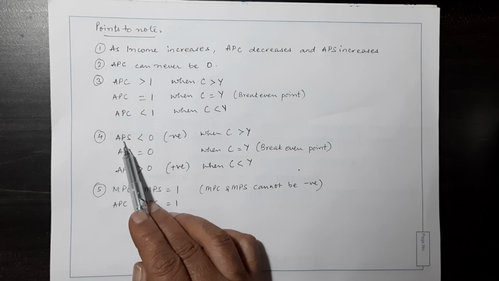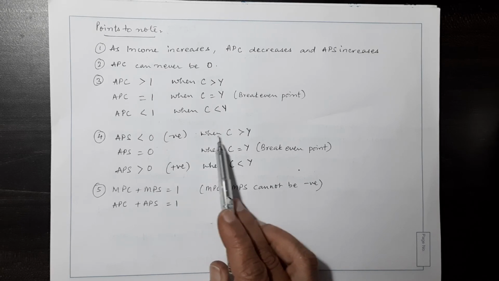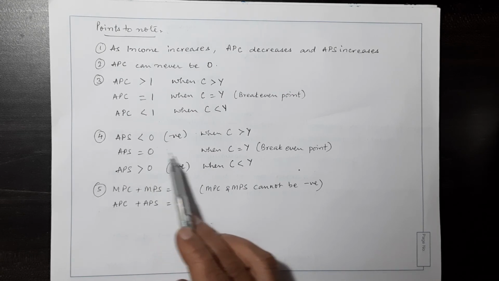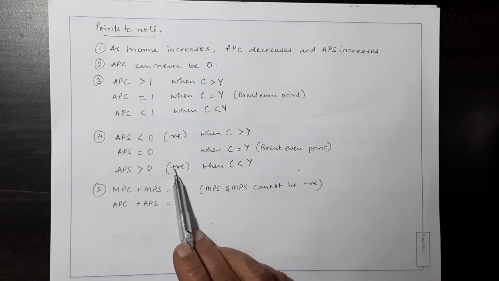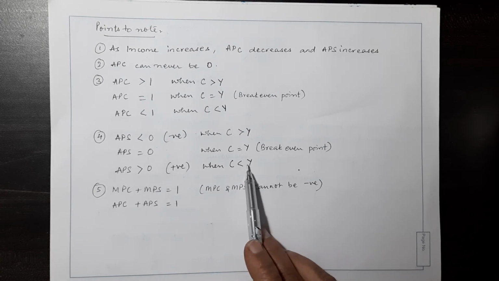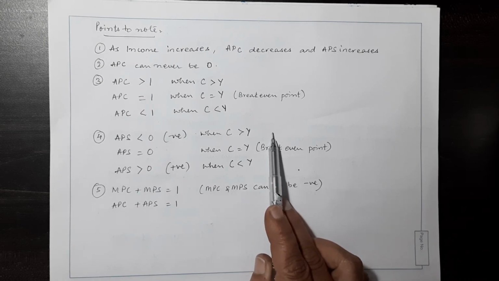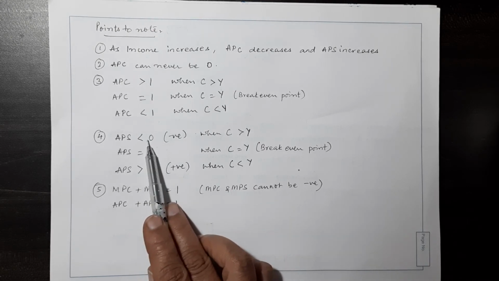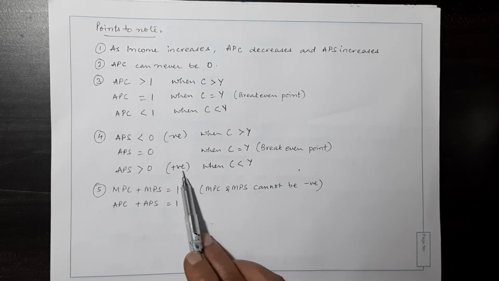Now, APS can be less than 0, that is negative, when consumption is greater than income. APS can be 0 when C is equal to Y, and APS can be greater than 0, that means a positive value, when consumption is less than income. C equal to Y we are calling the break-even point. So, above the break-even point graphically, where C is greater than Y, APS is less than 0, that is negative. Below the break-even point, APS will be greater than 0, that is it can attain positive values.